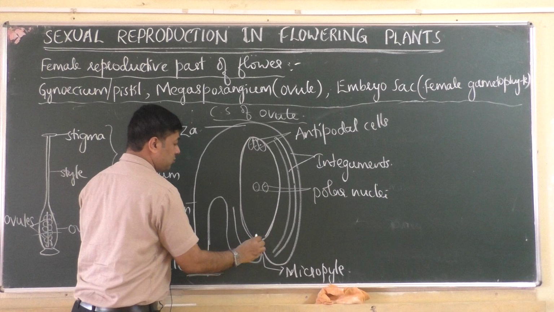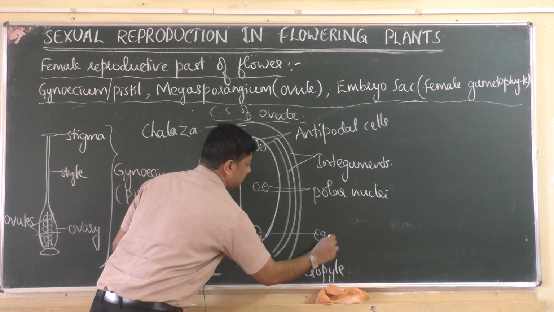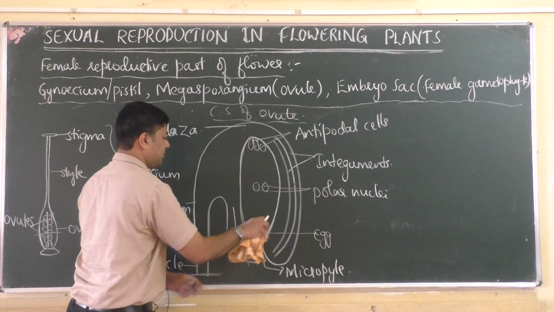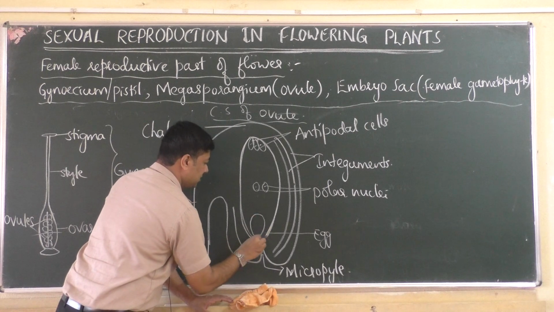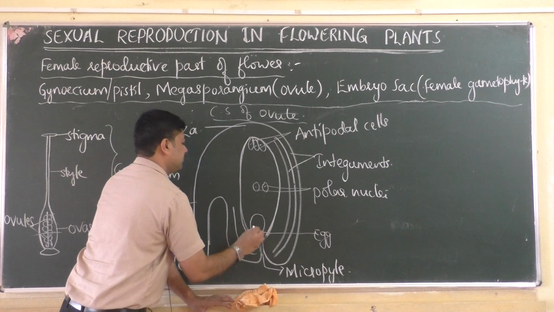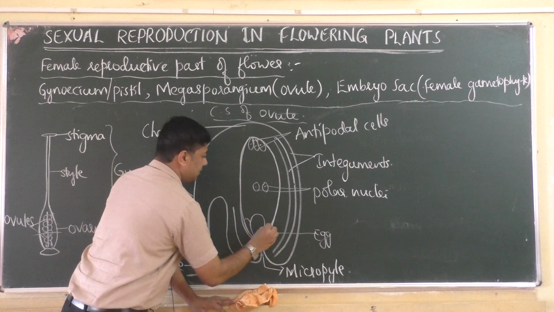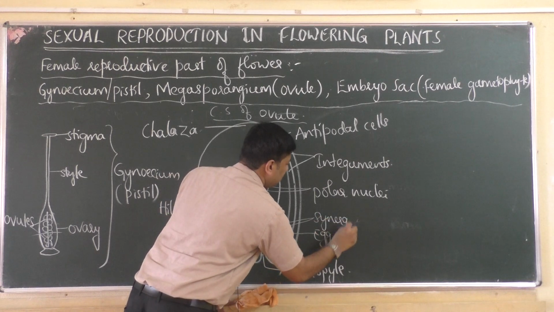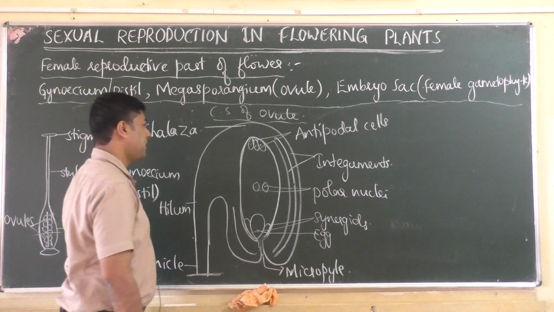Then here the actual megaspore, that is the egg, will be located. I can draw it slightly bigger. Suppose this is the egg. On either side of the egg there will be 2 more cells. These cells are called synergids. You know this, you have already learnt in first year. Even yesterday I discussed it.